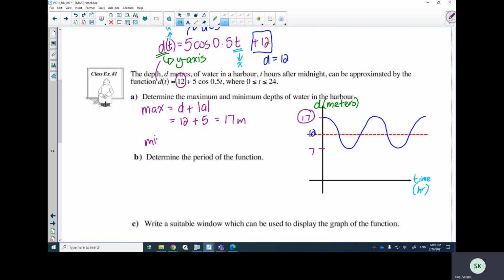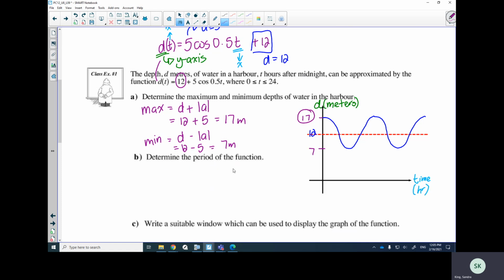The minimum depth, from last lesson, is the D value minus the absolute value of A. So that would be 12 minus 5, which is equal to 7 meters. The maximum and the minimum will tell you your range. I know the range of my graph now, right? But I knew the range before even figuring this out, just by doing this little sketch.